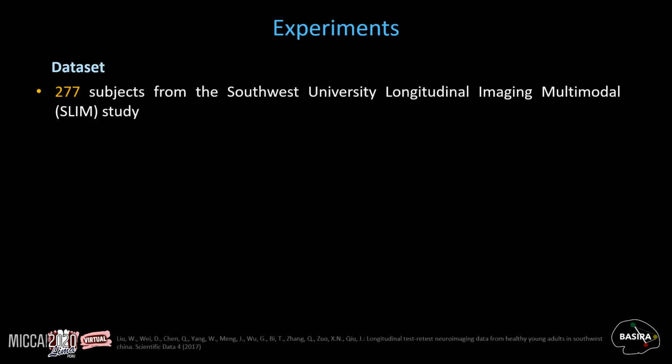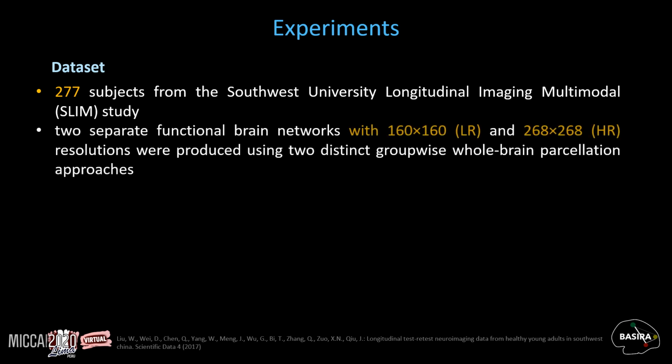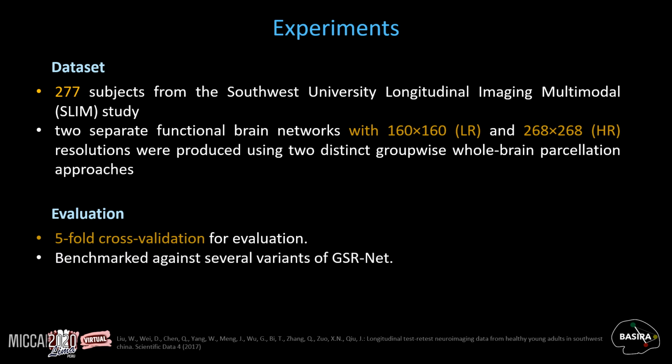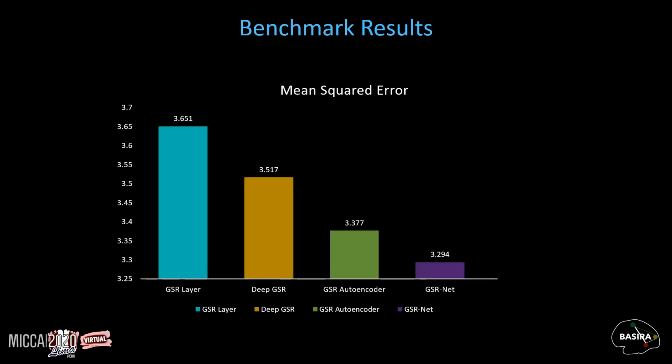To conduct experiments, we used 277 subjects from the Southwest University Longitudinal Imaging Multimodal Study. For each subject, 2 separate functional brain networks with 160 and 268 resolutions were produced using 2 distinct group-wise whole brain parcellation approaches. We used 5-fold cross-validation for evaluation and benchmarked against several variants of GSRNet. In the figure, we plot the MICCAI results for each of the 3 baseline methods and our proposed GSRNet. Our GSRNet achieves the best super-resolution performance.